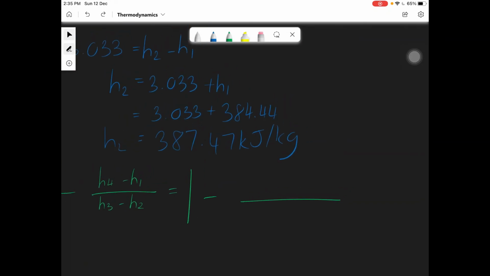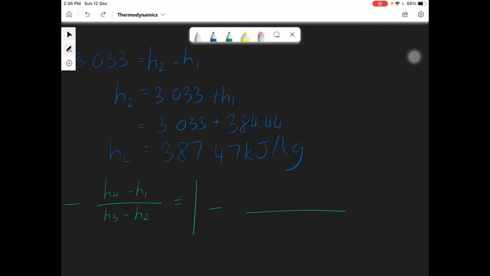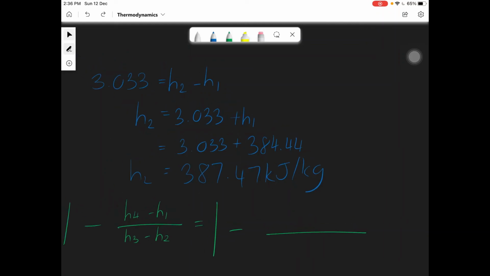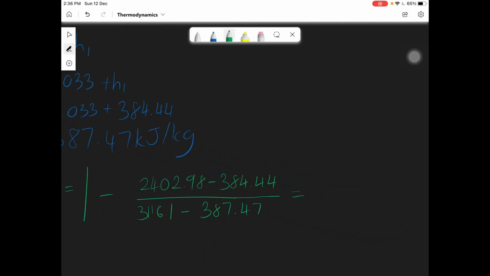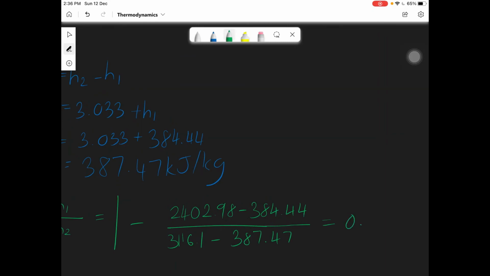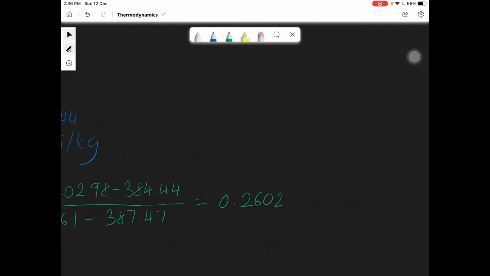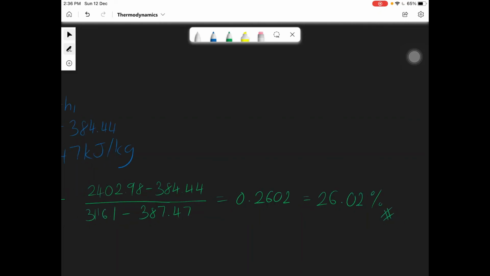H4 minus H1 divided by H3 minus H2. 2402.98 minus H1 of 384.44 divided by 3116.1 minus H2 of 387.47. Our final answer will be 0.2602, and this is now equivalent to 26.02%. So this is our final answer.